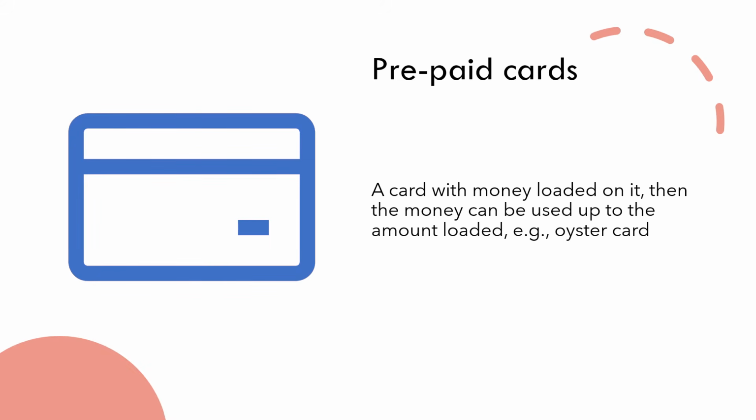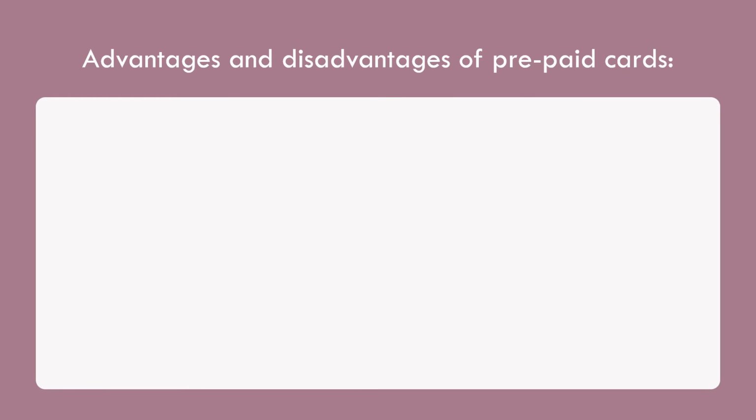A prepaid card. A prepaid card is a card with money loaded on it. Then the money can be used up to the amount loaded, for example, an Oyster card. So for example, in your Oyster card, if you top up with £10, that means you can use that Oyster card until that £10 is over. What are the advantages and disadvantages of a prepaid card?